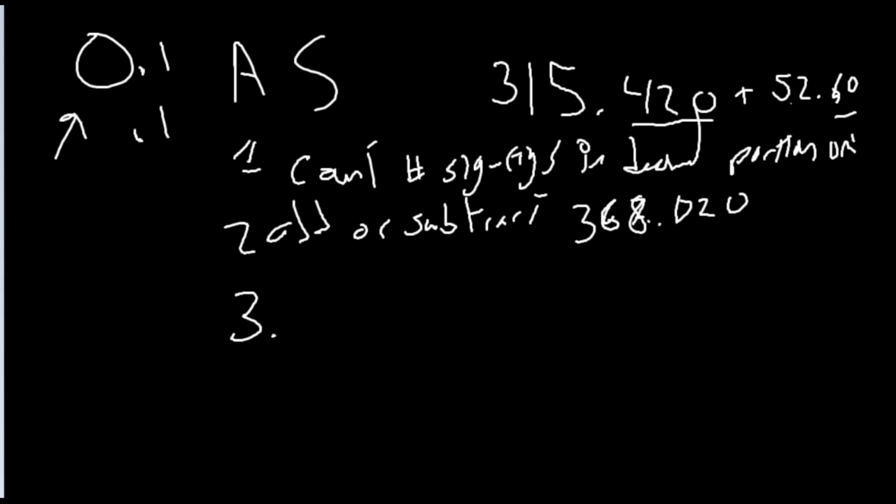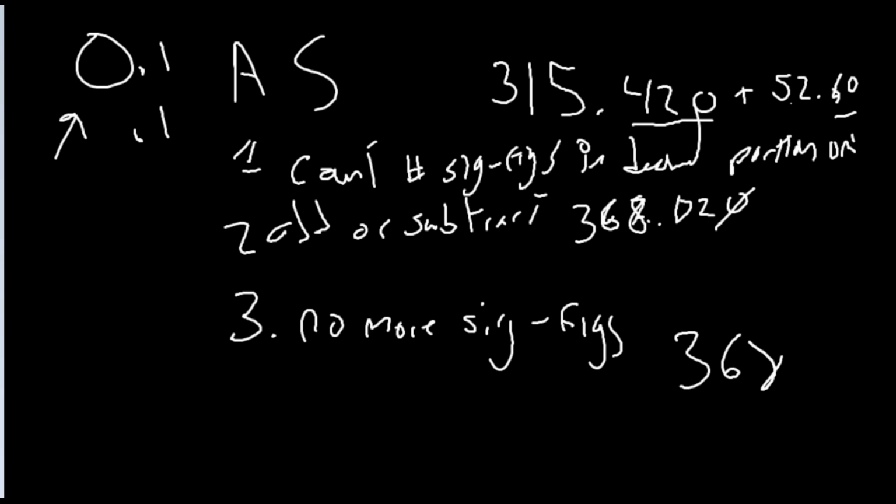Third step. There should be no more sig figs than the number of sig figs in the number with the least amount of sig figs. So therefore you would use the amount of sig figs in 52.60 since there's 2 compared to 3. So you would say that there are 2 here, so you would just get rid of the 0, and you have 368.02.